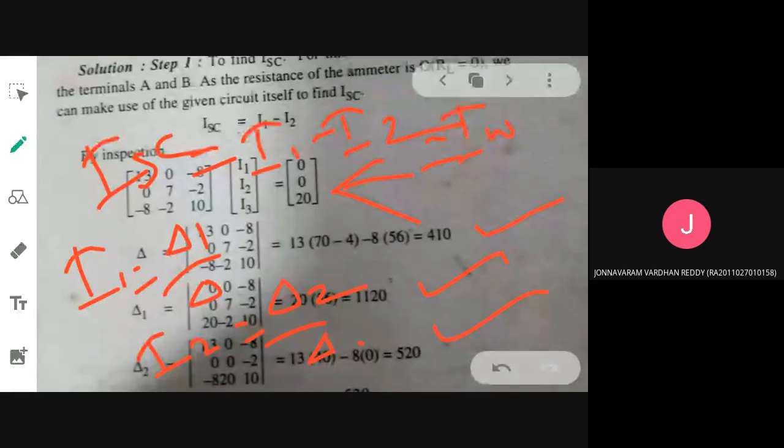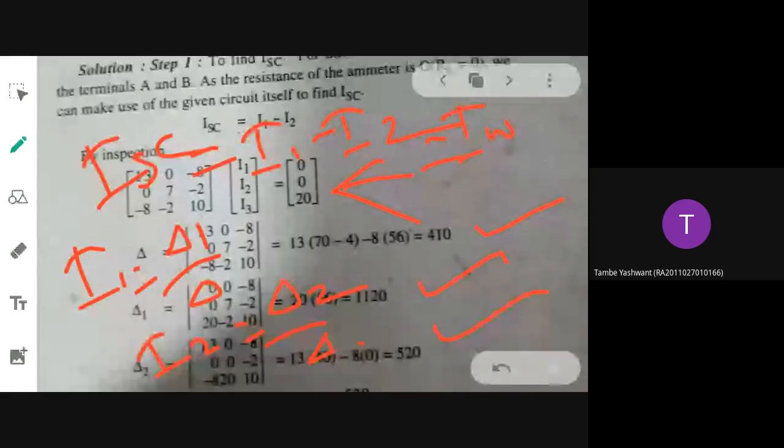Veeravardhan, mute your mic. Come on. I'm trying to solve. I1 is 2.73 and I2 is 1.26. Ma'am, by subtracting, the current is 1.47.